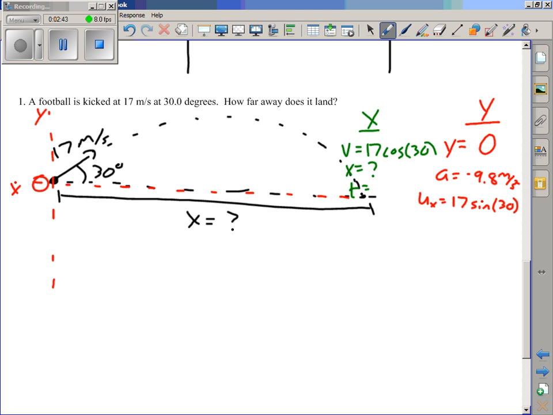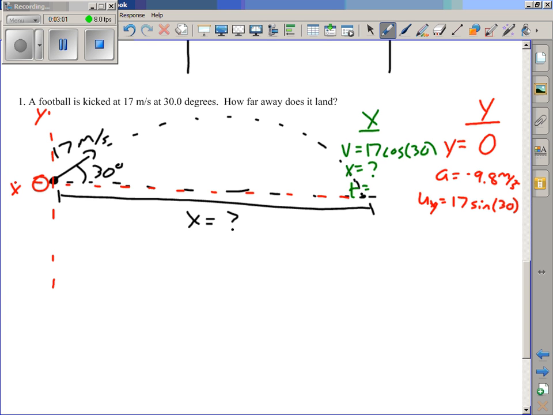Initial velocity, 17 sine 30. You've got to get the y component of that initial velocity. That's why I use sine, right? Sine goes with y. Cosine goes with x.